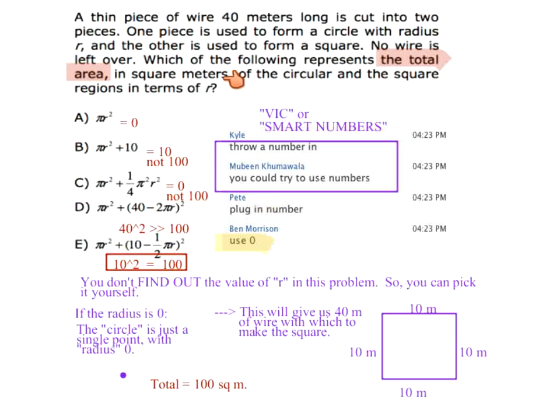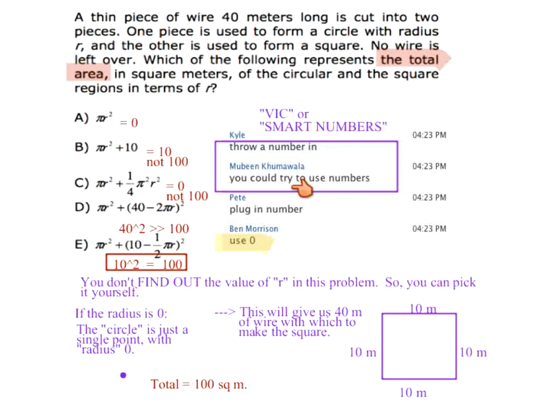Like if you picked R as 2, then you'd have a circle that would be 4 pi meters. Then you'd have 40 minus 4 pi meters left over. So this would be 10 minus pi, 10 minus pi, 10 minus pi, 10 minus pi. And then it would still be this. And I'd encourage you to work that out at home, or, well, you're probably at home. I'd encourage you to work that out later and see how that works out.